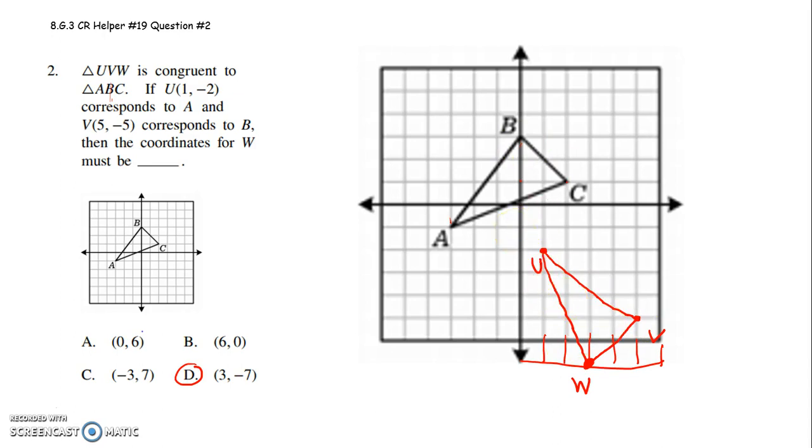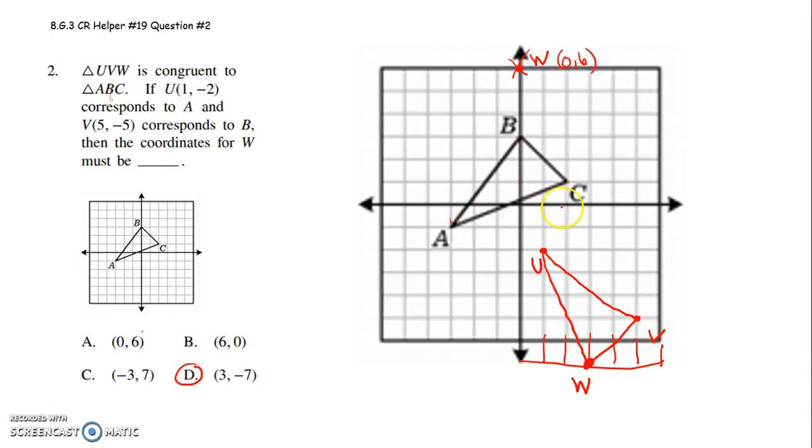I want to show you why all of these other ones don't have a shot. Let's talk about (0, 6). If this and this have to be congruent, (0, 6) doesn't have a shot. 0, 1, 2, 3, 4, 5, 6. Could you imagine if W was way up there, U, V, and then W way up there? Go ahead, try to draw it in. That would not work at all. So (0, 6) doesn't have a shot.